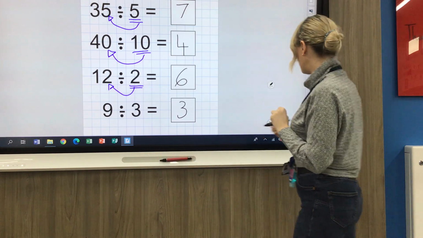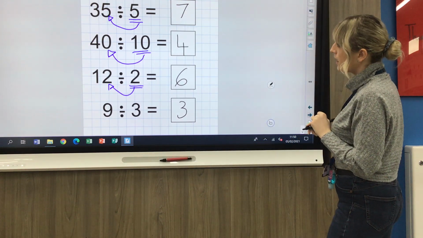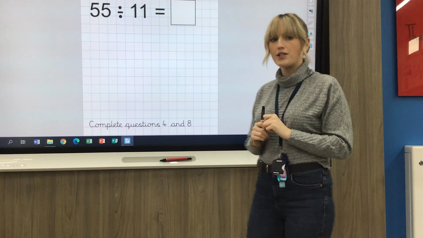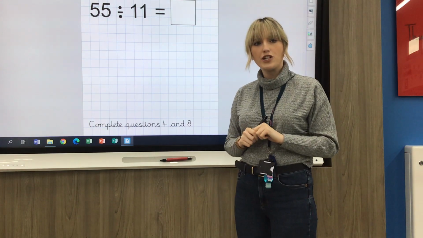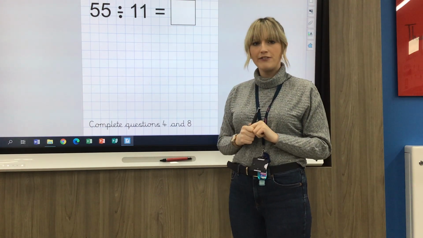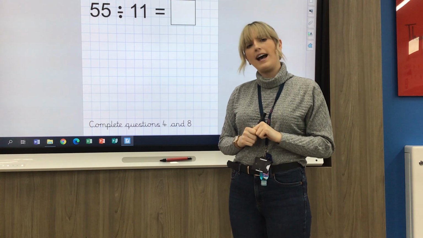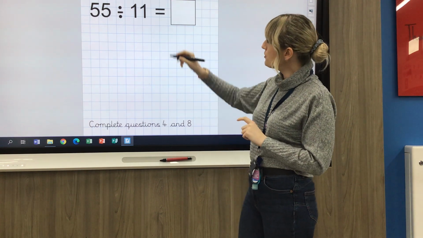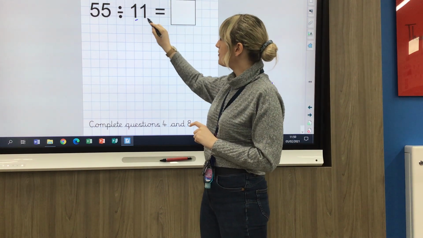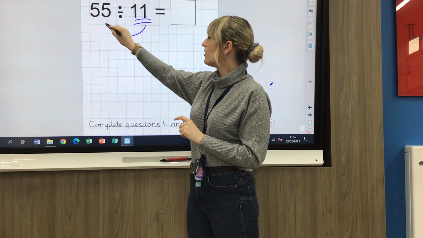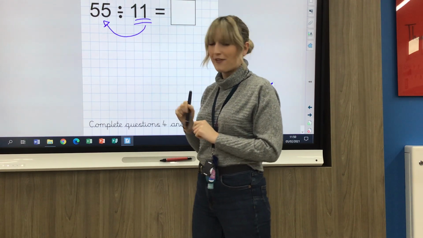Right then, let's have a little look at a question you've got. So question 8 on page 21 says 55 divided by 11. So to work this out, we'd have to count in 11s until we get to 55.